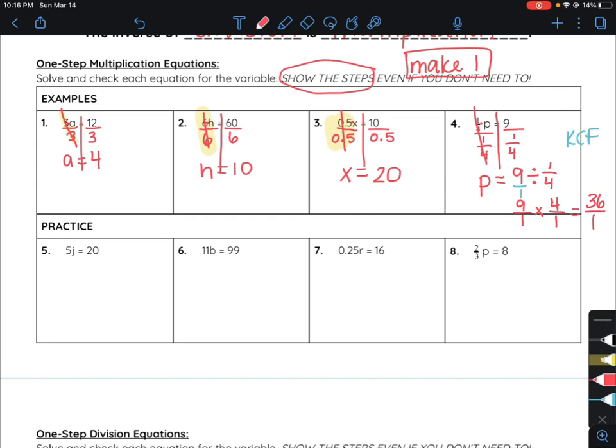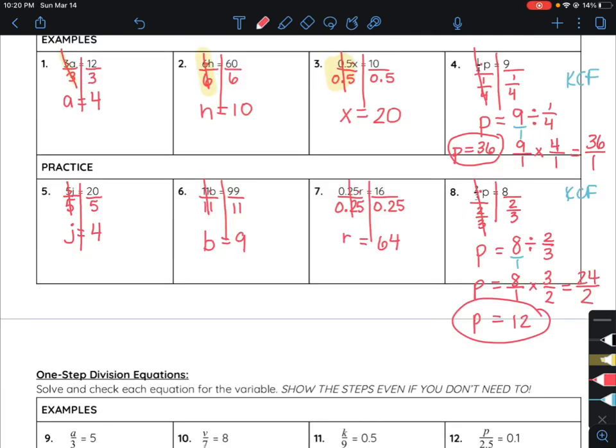So our answer for this one is just p equals 36, meaning 1/4 of p, 1/4 of 36 is 9, which is true. And here are our answers for 5 through 8. You can pause here if you'd like to copy them down.